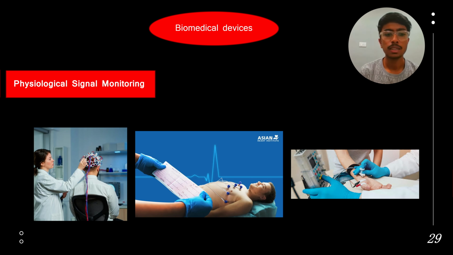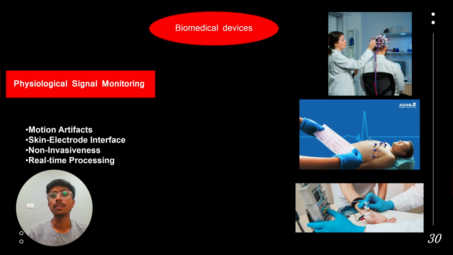The techniques shown here, such as EEG, ECG, and EMG, come under physiological signal monitoring. One major challenge in monitoring is motion artifacts. When the patient moves, unwanted disturbances can affect the signal quality. Another important factor is the skin electrode interface. Proper contact between the electrode and skin is necessary to capture accurate and stable signals.